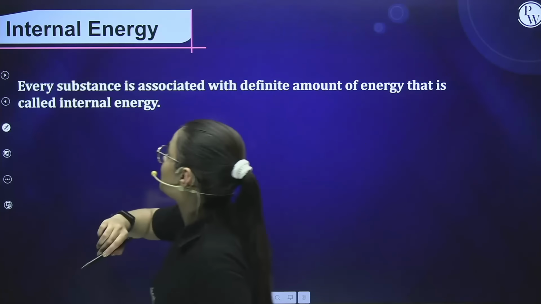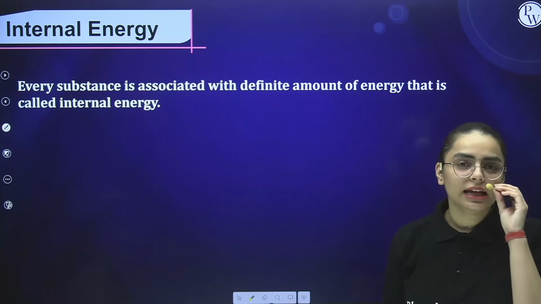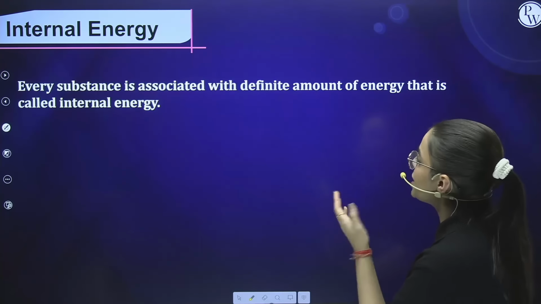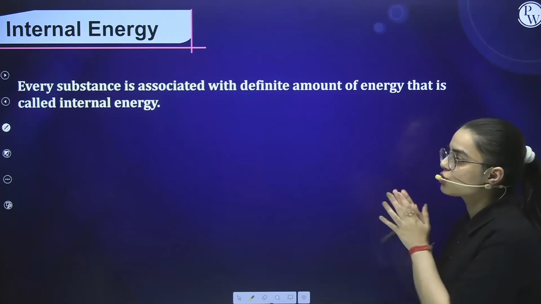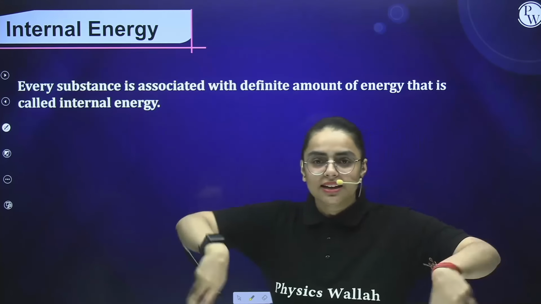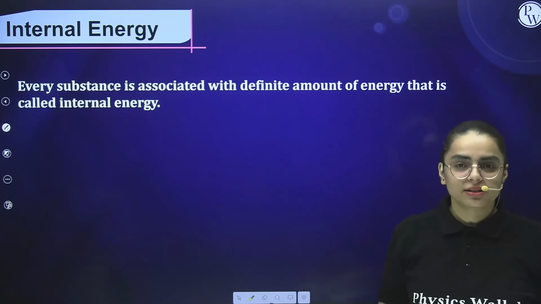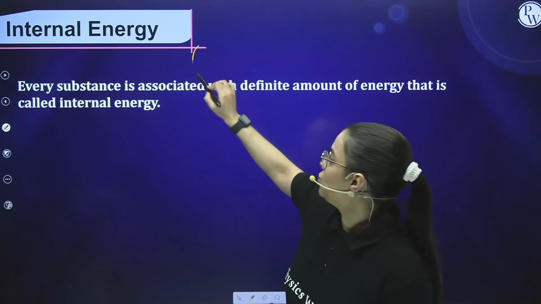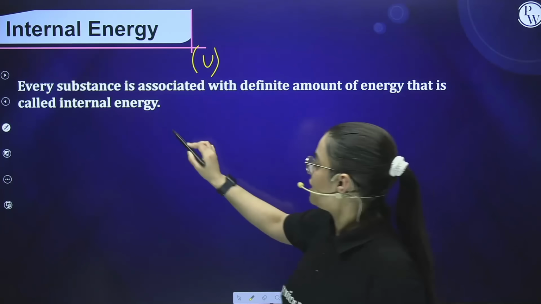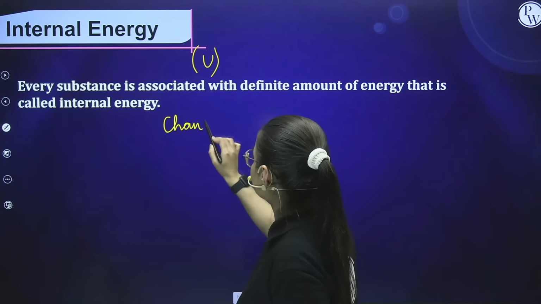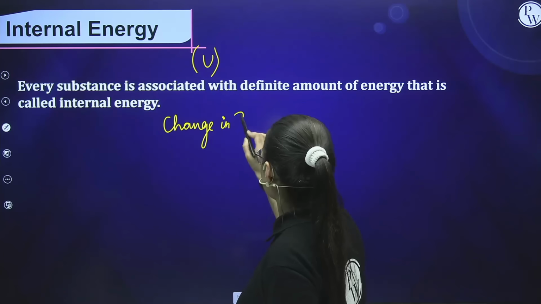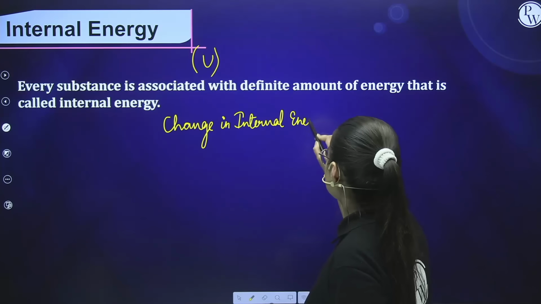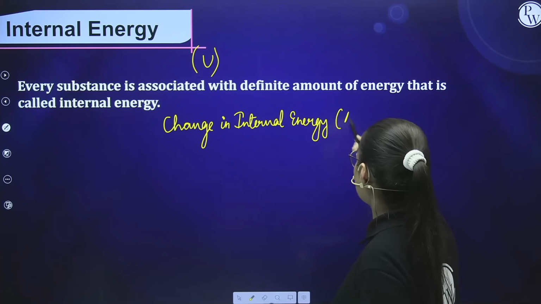Now students, let us see the next term, which is internal energy. Basically every substance is associated with a definite amount of energy that is called internal energy. All the energies are comprised together and form the internal energy. It is represented by U. Change in internal energy is represented by delta U.